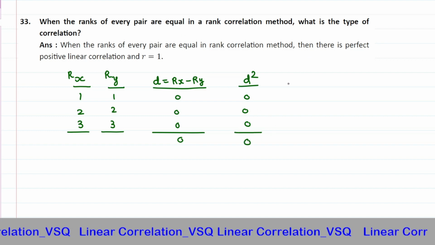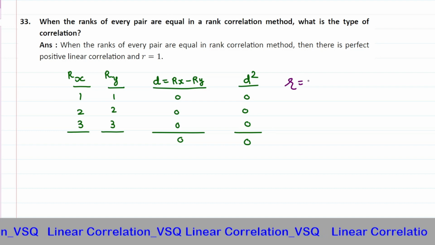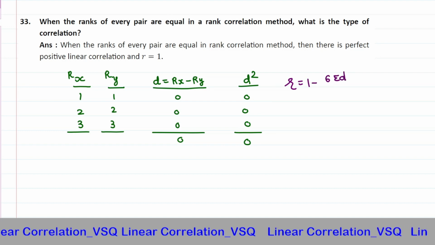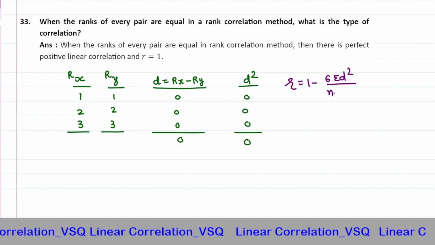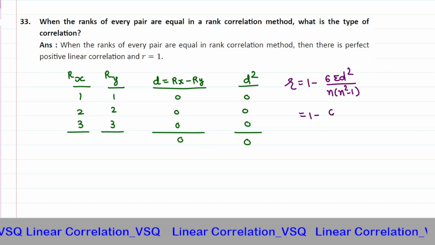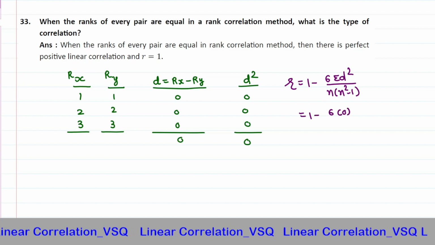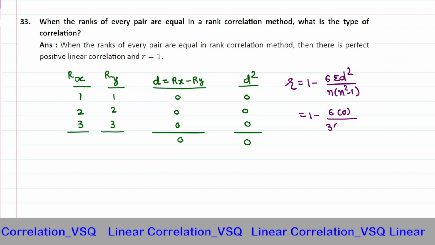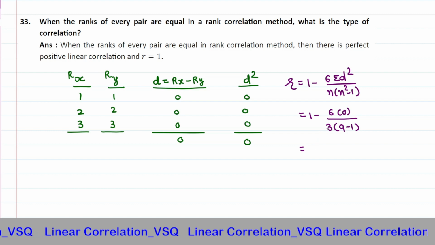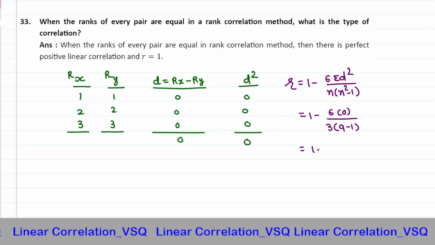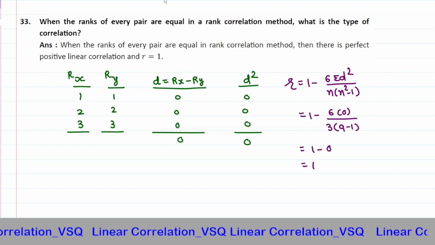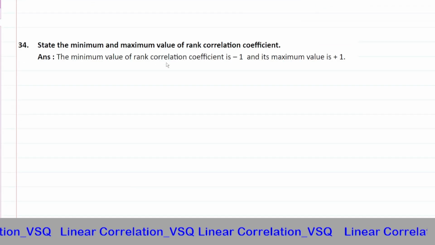What is formula of obtaining R using rank correlation formula? 1 minus 6 sigma d square divided by n into n square minus 1. It equals 1 minus 6 sigma d square, sigma d square equal to 0, divided by n equal to 3, 3 square equal to 9 minus 1. Okay, here numerator is 0 and 0 divided by any number equals 0. So R is equal to 1. R equal to 1 when ranks of X and Y are equal.